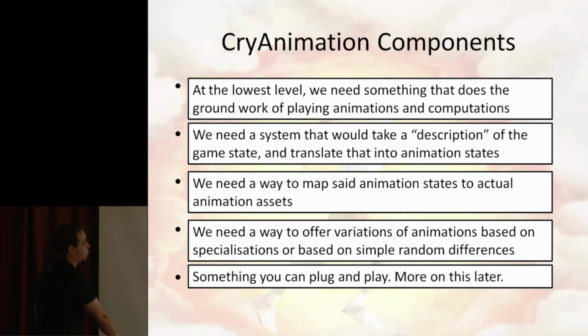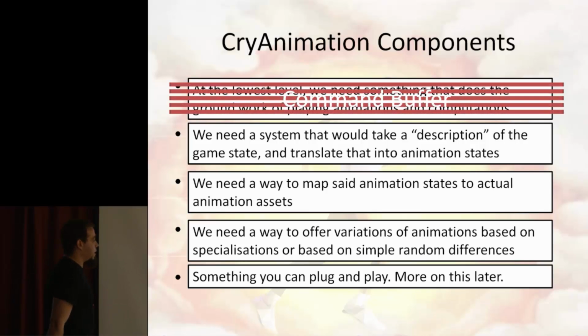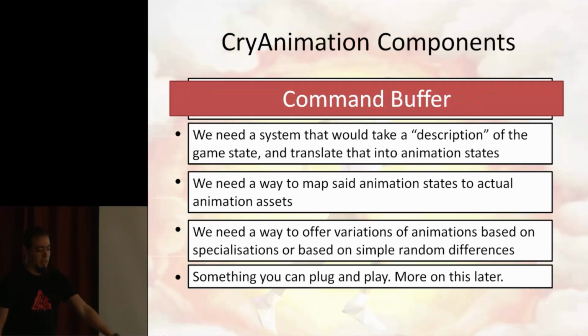How does this map to CryAnimation? If you keep these five points in mind, and I will revisit them over and over during the presentation, you'll understand where everything in CryAnimation sits. At the lowest level, we need something that takes a skeleton asset, takes animation assets, there's raw computation. This is the core lower level. This is our command buffer. Command buffer is the lowest level.